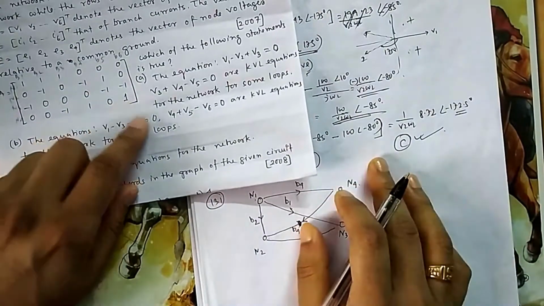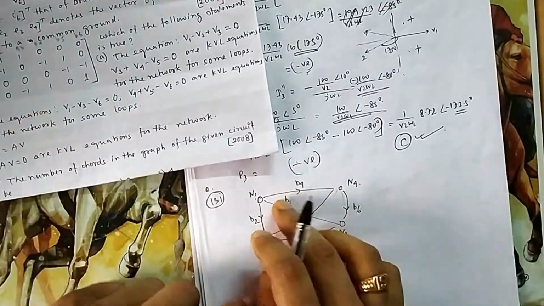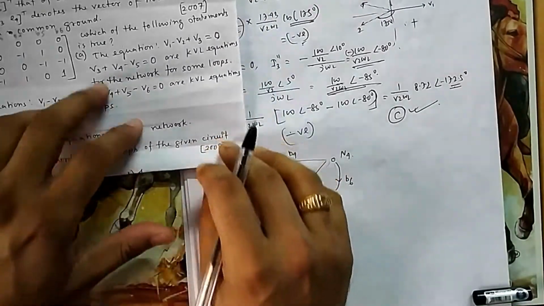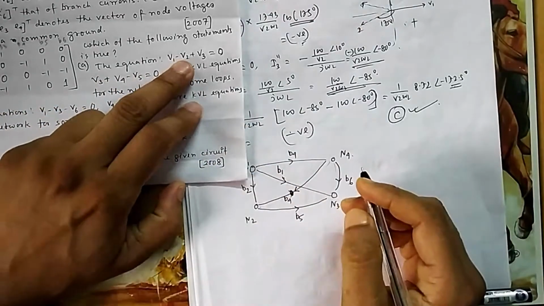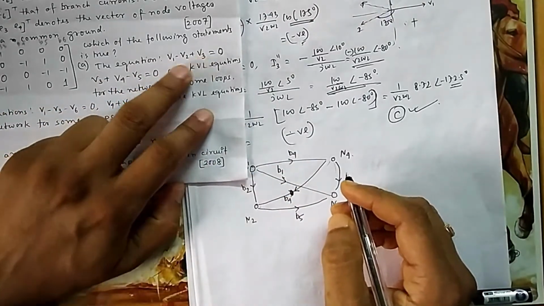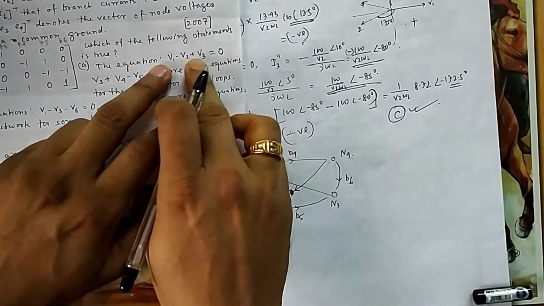So it is done. Now this is the circuit. There are no resistances or voltage sources, but the circuit skeleton looks like this. Now you can see which statement is correct or not. The equation V1 minus V2 plus V3 is 0. So this is obviously a KVL equation. For KVL you need a closed loop.